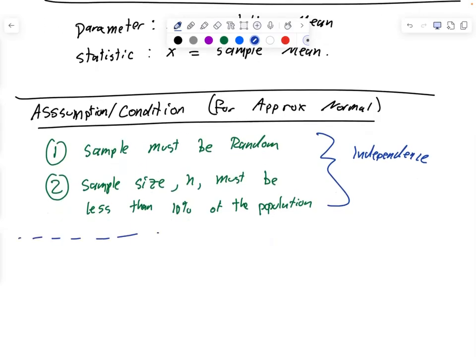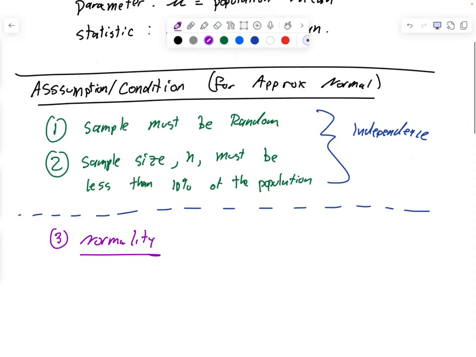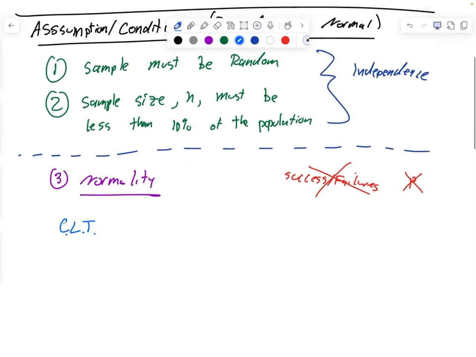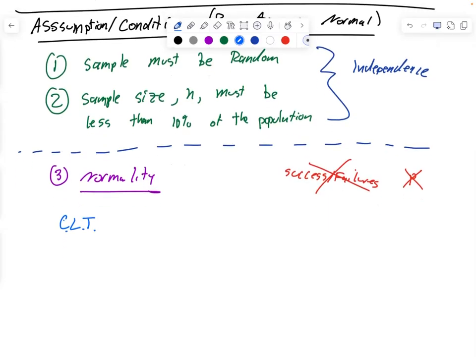However, the third condition is normality. And we do not use successes and failures, as a reminder, because this is not proportions. Okay? To do this, as we learned yesterday, we use what is called the central limit theorem, CLT. And to get this condition, there are 3 ways that this can happen.